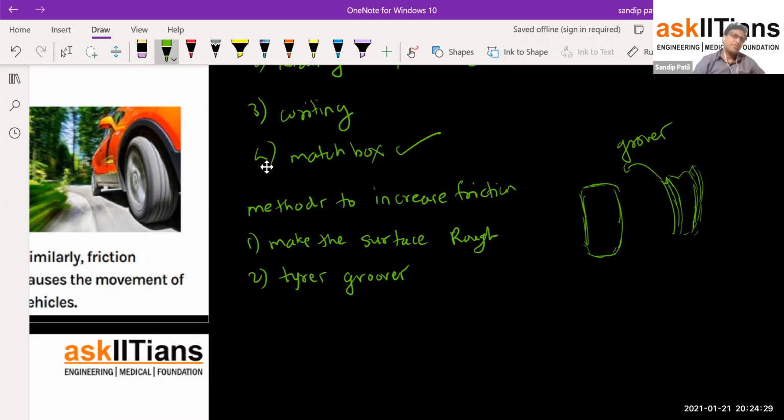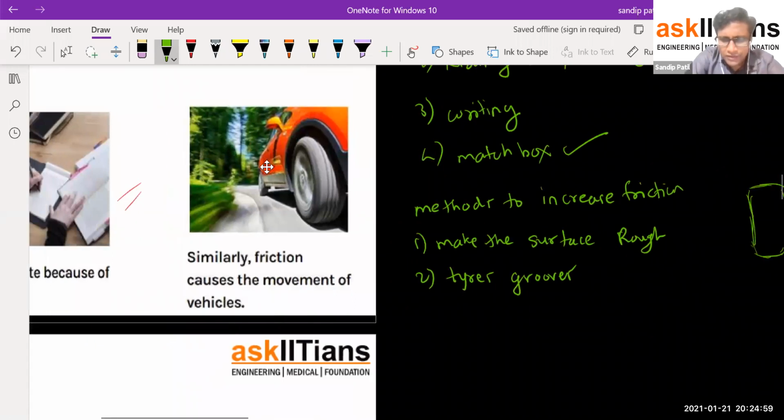If you have seen that, after a very long period of time, we have to change the tires of the car or bike. Why do we have to do that? Because those tires become very smooth. If those become smooth, then the bike will start slipping. Therefore, we change the tires. Why do they become smooth? Because of the friction, obviously. And we know friction is necessary, but it is also a bad thing, right? Okay. Then consider the third method.